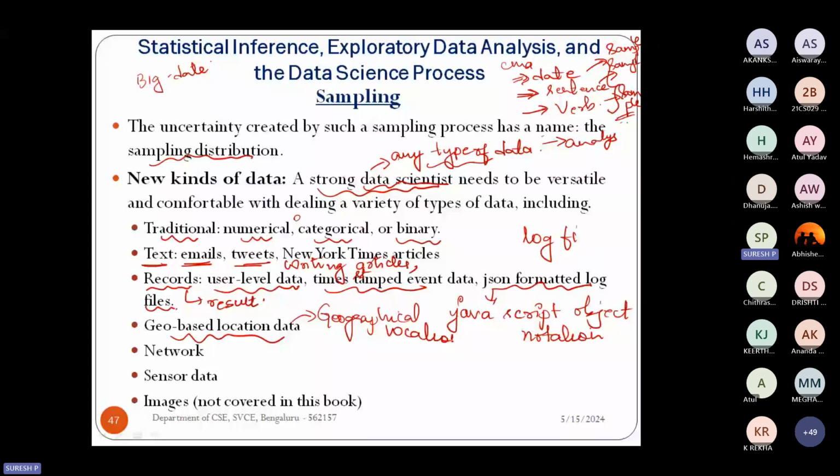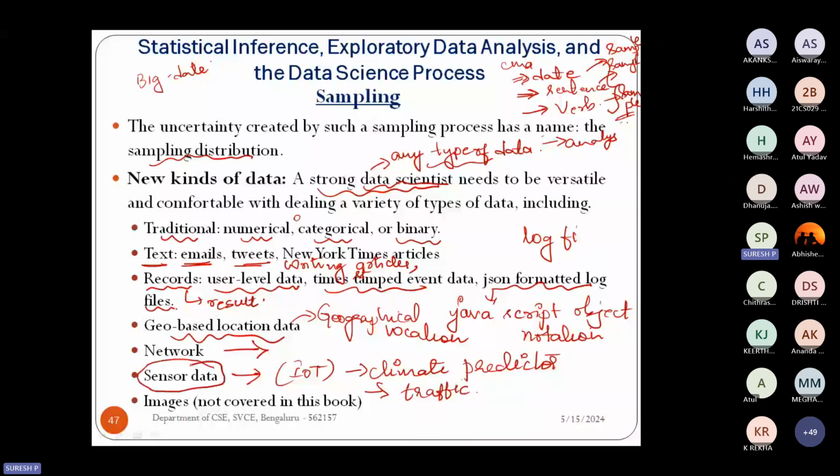So next is the sensor data. Normally this particular data you are going to use in IoT, whatever the sensors, or in the climate prediction. You are going to make use of the sensors, for example when you are going to minimize the traffic in the signal, because I have to check how many vehicles are there in that particular junction. Depending upon the density of the vehicles in that junction, I have to align my traffic signals. So to analyze that particular data, you require the sensor data. So there in the sensor data, what you have to capture.